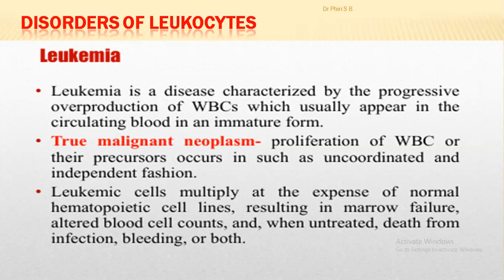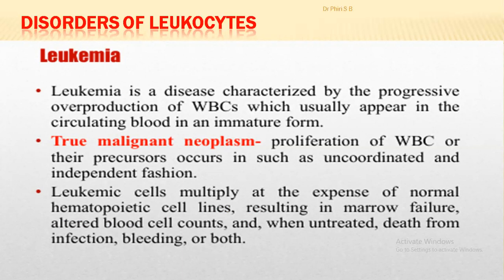So instead of having the normal mature blood cells, you have a lot of these leukemic cells which are dysfunctional. Then you'll be more prone to infection because you don't have the immunity to fight the infection, because the white blood cells that you have are dysfunctional. So that can result from bone marrow failure and altered blood cell counts. And sometimes when untreated, you find death from infection or bleeding or both.